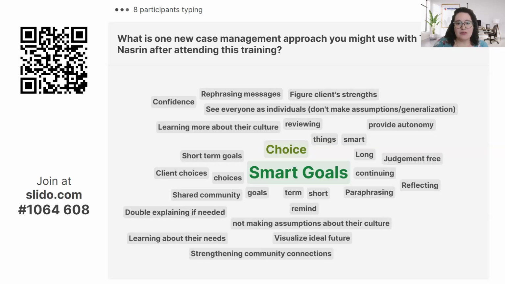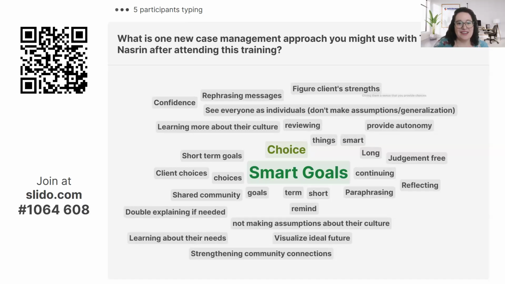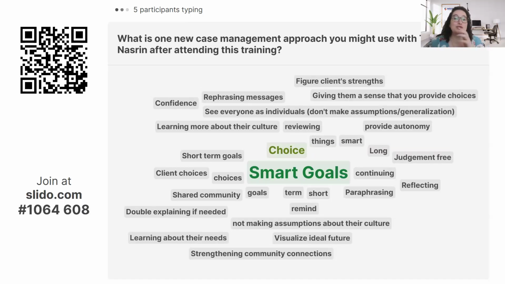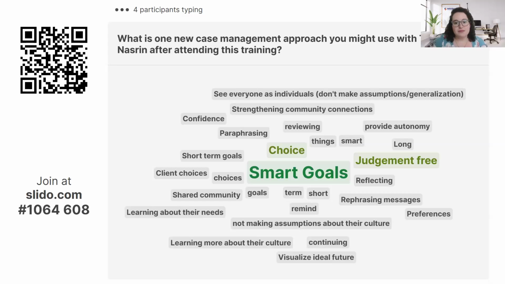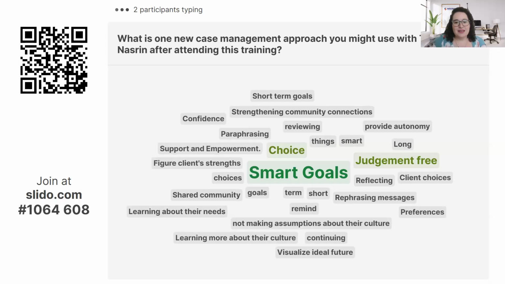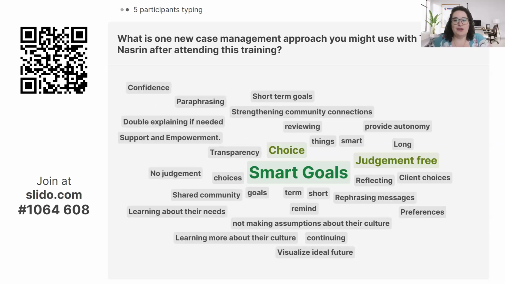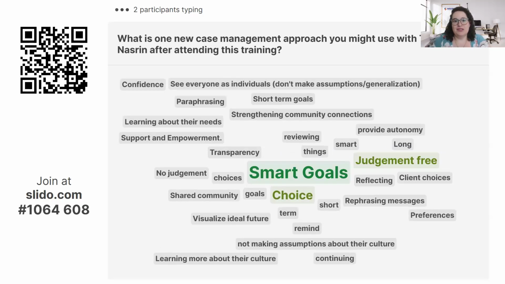Reviewing, going over things that's okay to review. Seeing everyone as individuals, not making assumptions or generalizing. Double explaining if needed. Again, that's a strength of the service relationship. Giving them a sense that you provided choices. Wherever you can provide choice, try to provide choice and explain what those choices are. Wonderful. Amazing. Perfect. Well, I really appreciate all of your great engagement today. I'm seeing support and empowerment, transparency. These are all really great tools.